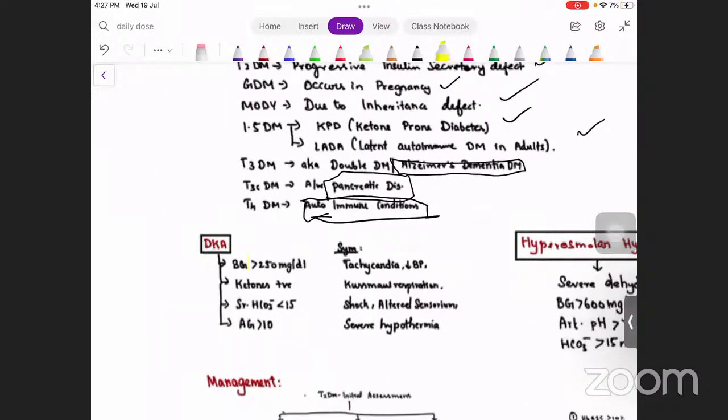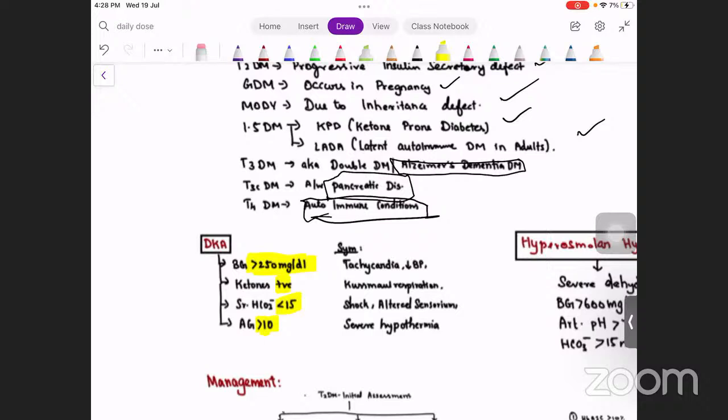A blood glucose level of more than 250 mg per deciliter, with positive ketones, serum bicarbonate less than 15, and anion gap more than 10 is diabetic ketoacidosis. We studied increased anion gap metabolic acidosis in acid-base disorders; the causes are MUDPILES. Methanol, uremia, diabetic ketoacidosis. In DKA you may see increased anion gap metabolic acidosis.